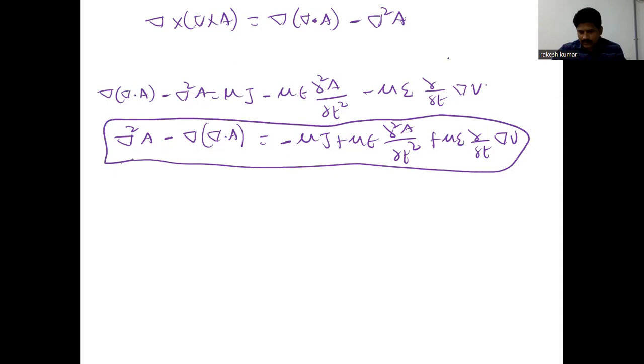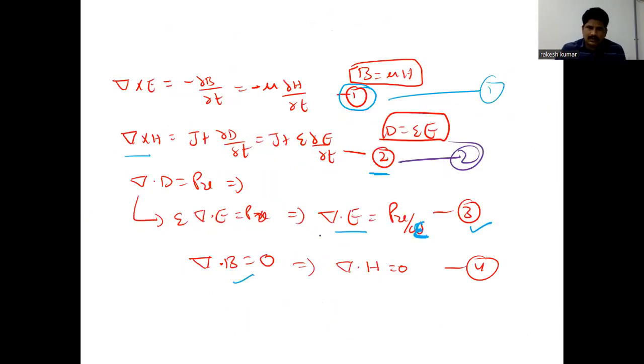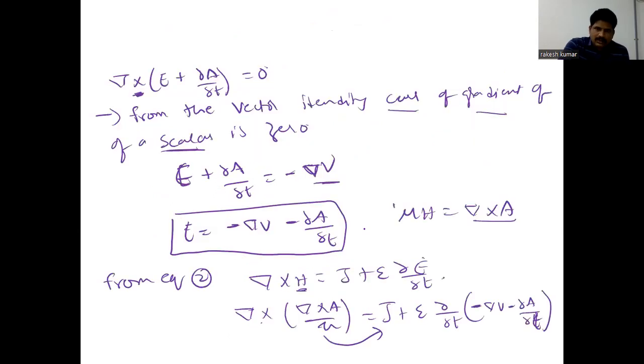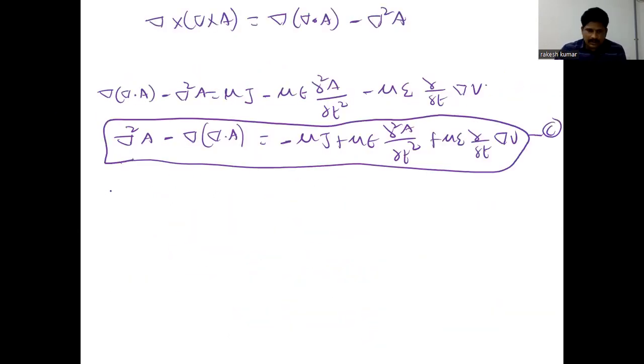Let's consider this as expression C. Now let us consider the equation. This is my equation 3. So from Maxwell's equation 3, what is that equation? Del dot E is equal to rho V by epsilon.